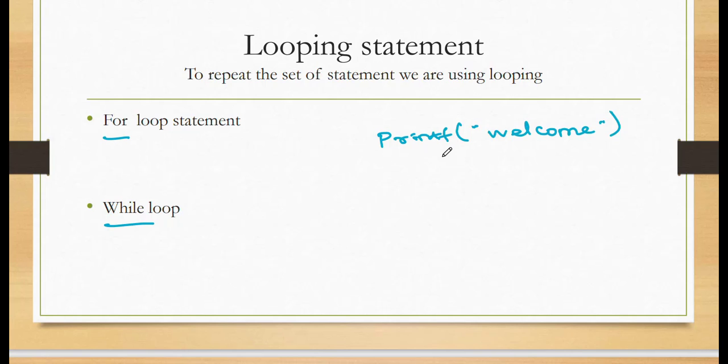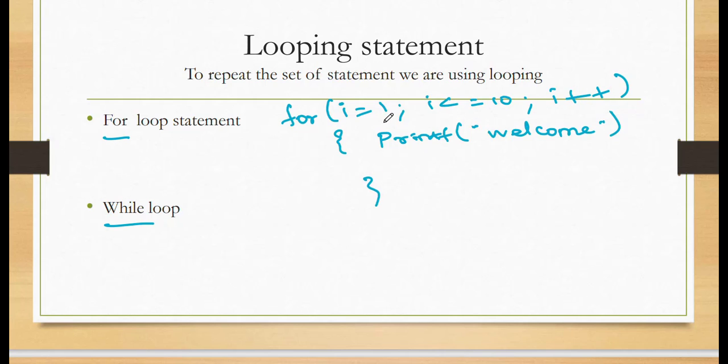If I want to print welcome 10 times, I can use any one of these looping statements: for, while or do while. We can construct the program. For example, for I equal to, how many times do I want? From 1 to 10 times I need. So the syntax in C is for I equal to 1, I less than or equal to 10, and I plus plus.